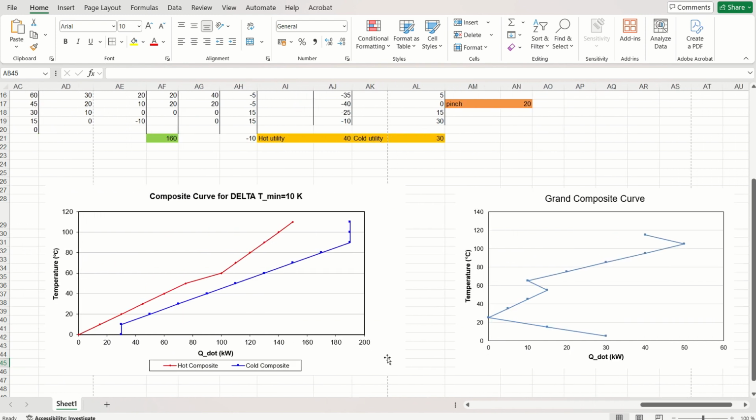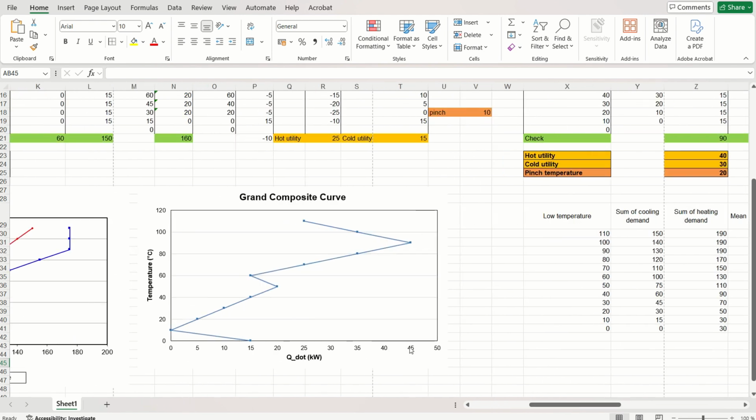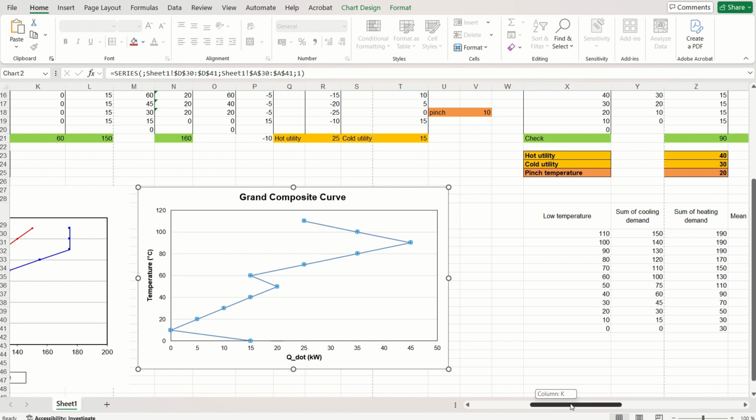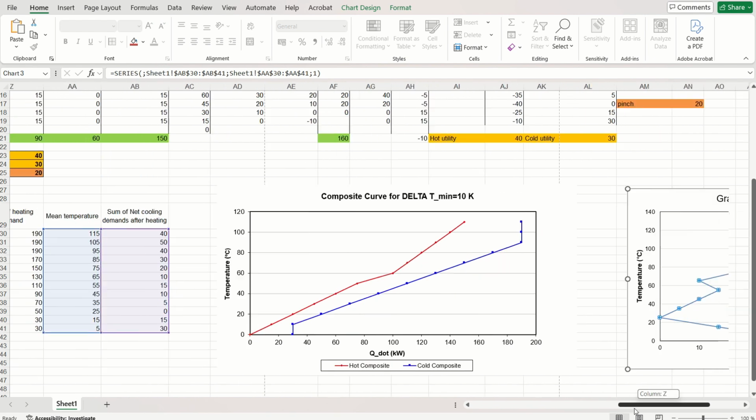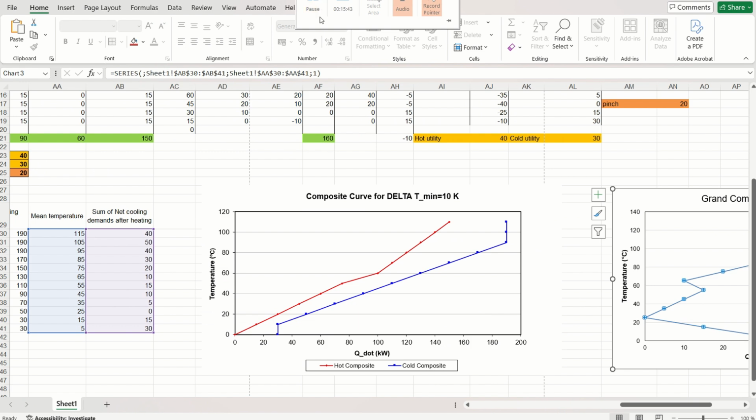It can also be seen that, in comparison with the composite curve, for the grand composite curve the net heat flow after heat recovery is reduced a lot, but the amount of heat flow has increased compared to the case of 0 Kelvin minimum temperature difference. There we had a maximum heat demand of 45 kilowatt, while here it is around 50 kilowatt. That's the difference between the two cases.